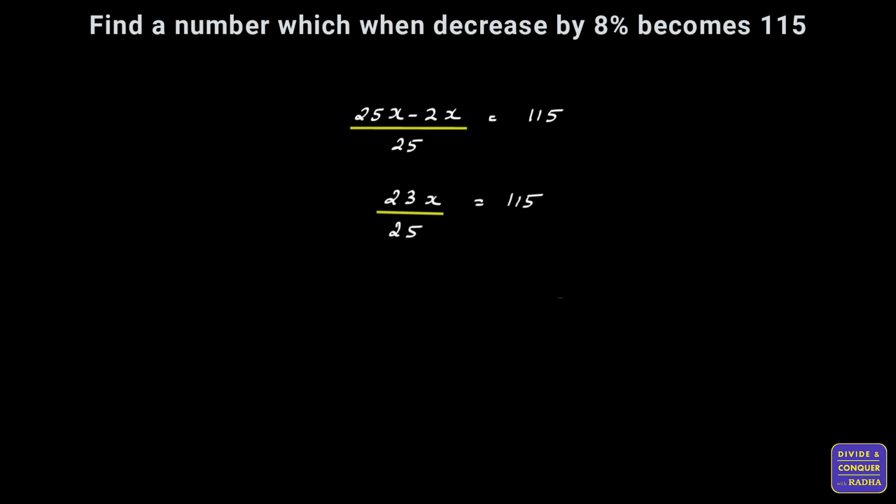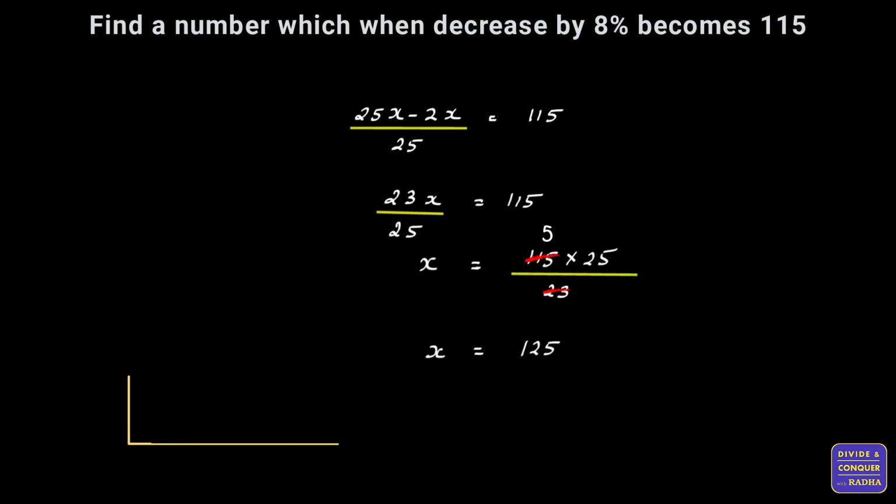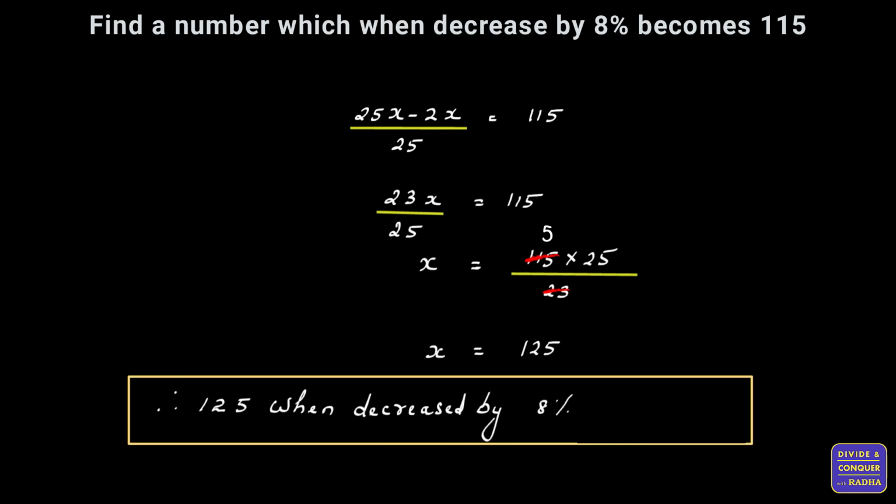So x is equal to 115 into 25 by 23. The 23 by 25, when it goes to the other side of the equation, it gets reciprocated and we get 25 by 23. 23 times 5 gives us 115. So 5 times 25 gives us 125. So x is equal to 125 and the final answer step. So 125 when decreased by 8% becomes 115.